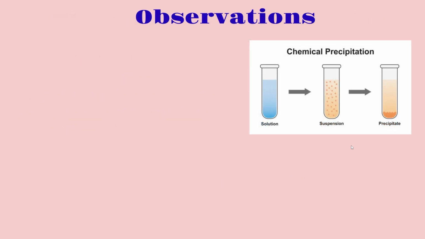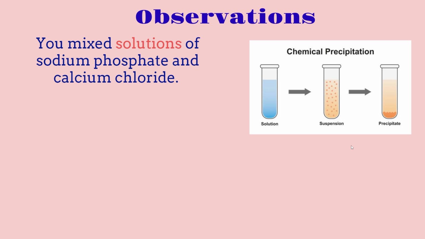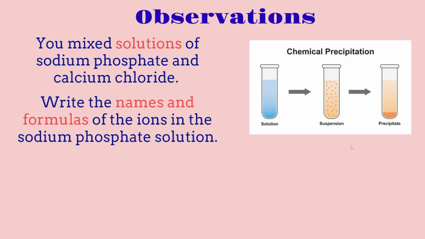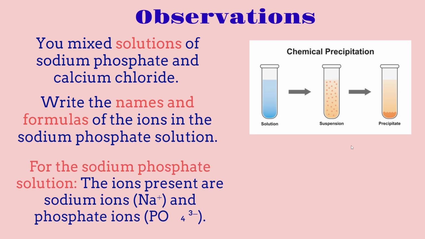So now, since we have the concept of what solubility is and also precipitation, we're going to go over some real examples and also some observations. Say you mixed two different solutions, sodium phosphate and calcium chloride. So we have these two different solutions. Our job is to write the names and formulas of the ions in the sodium phosphate solution. And that's all we have to do.